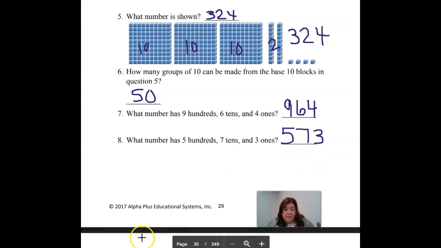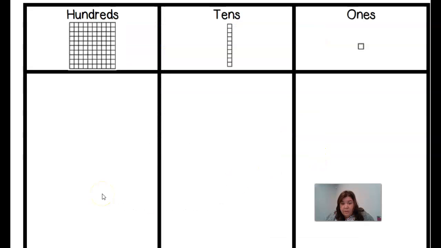You can always use a place value chart if you need to. This is on your agenda. You don't have to print it out, but you can if you want to. But you can recreate this on a piece of paper. You can just make 3 columns, or you can have an adult or an older sibling do it. Make 3 columns and label them hundreds, tens, and ones. And if you want to make the base 10 blocks in it, you can. You don't have to.